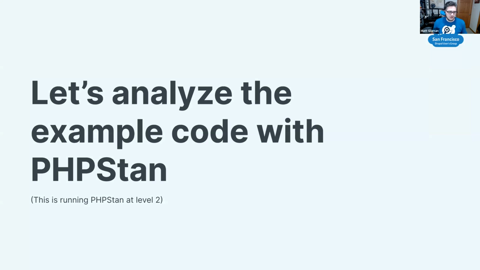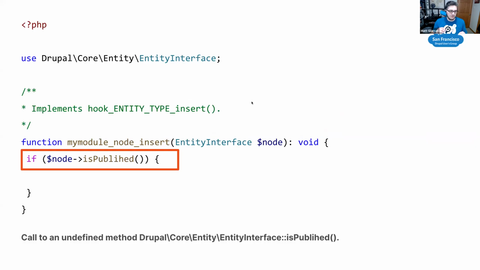So let's walk through analyzing that sample code I had earlier with PHPStan via slides. And again, this would be running at level 2. The example had a hook node insert with an entity interface, right? This should look like pretty boilerplate code that you'd have with a hook. And we have if node publi, we have the typo here. So PHPStan would say call to undefined method.